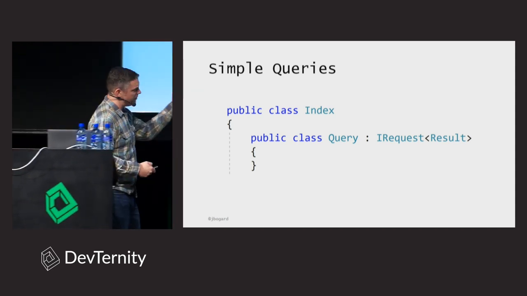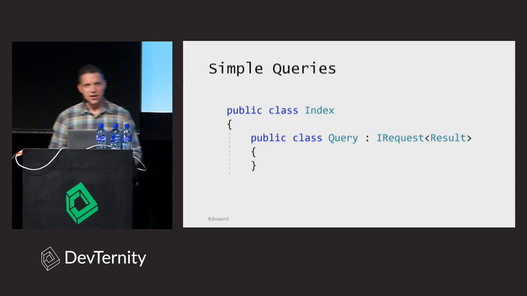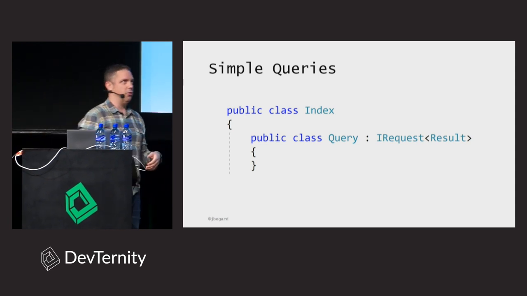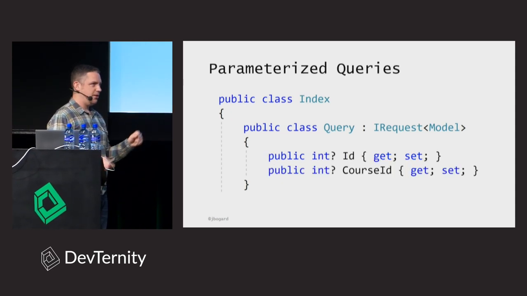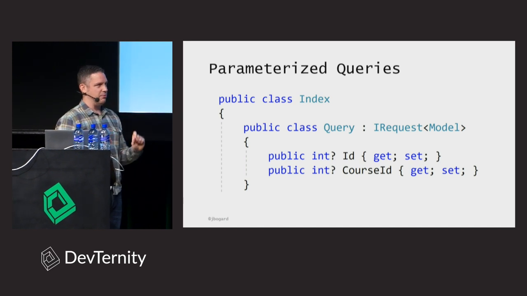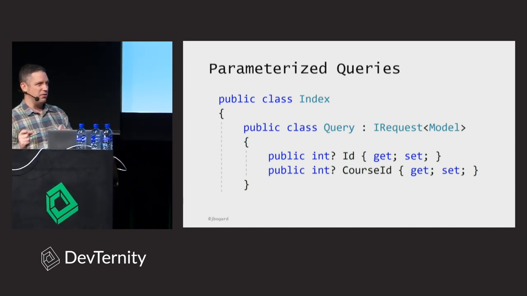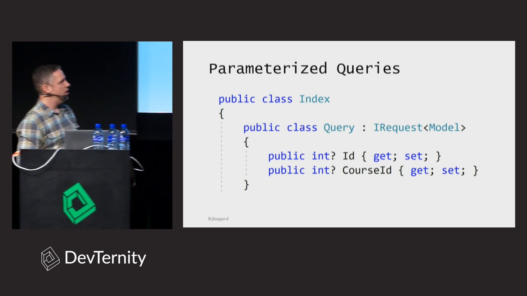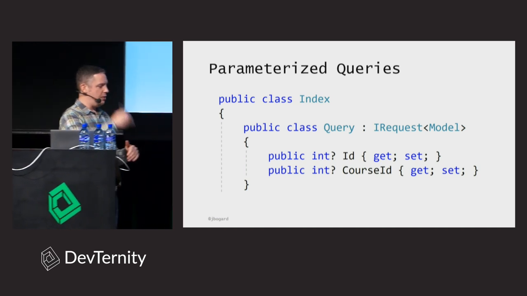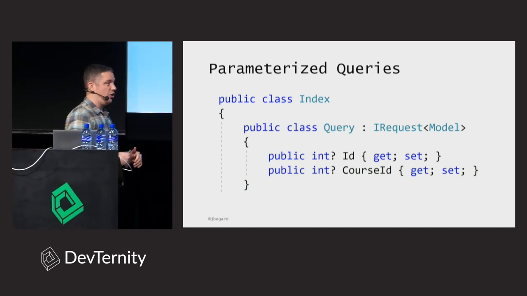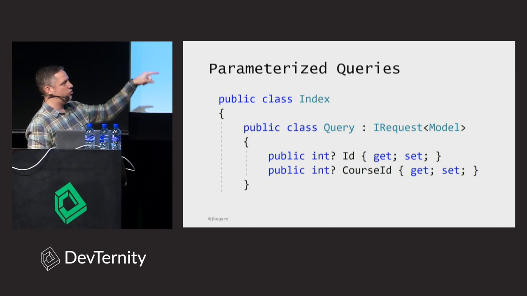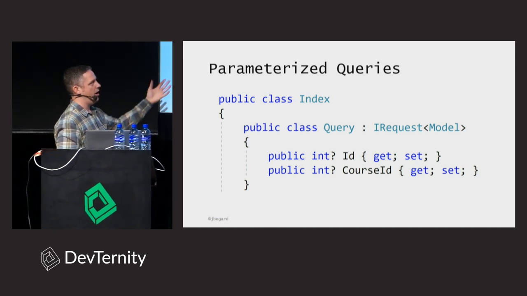Now, that's a simple query. Sometimes things get more complicated. So if I look at an individual request and ask how things can get more complicated, sometimes there may be parameters to my query. This could be query string parameters, for example, with web applications. So what I do is take all the other inputs to handle that query and model those as individual properties on my overall query object.